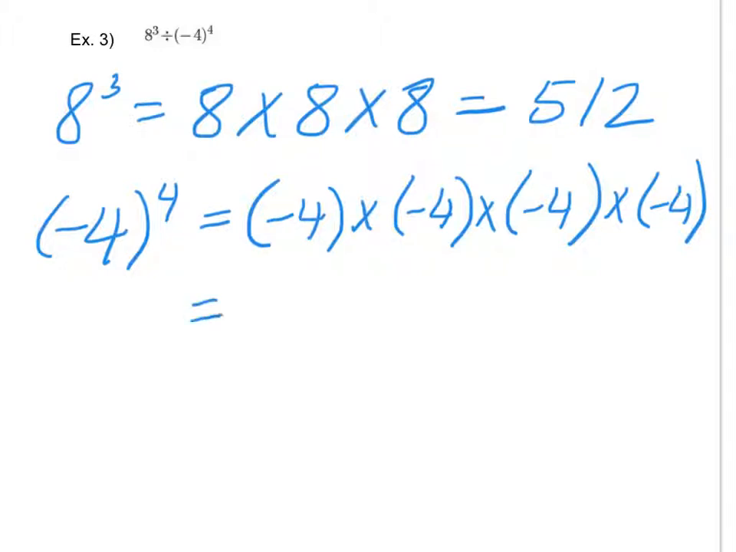Okay, if you work that out, we multiply the first two: minus 4 times minus 4 is positive 16. Positive 16 times minus 4 is negative 64. And negative 64 times minus 4 is positive 256. So you can do out the calculation. You see the first two numbers are negative, so they will give you a positive. Multiplied by the third one will give you a negative. Multiplied by the fourth one, a positive again.